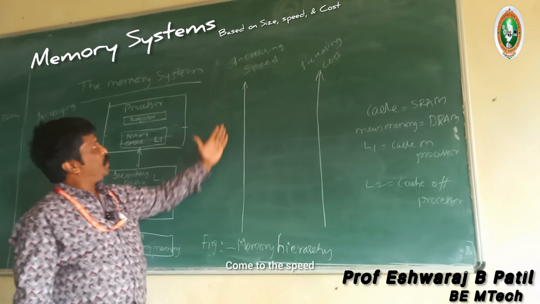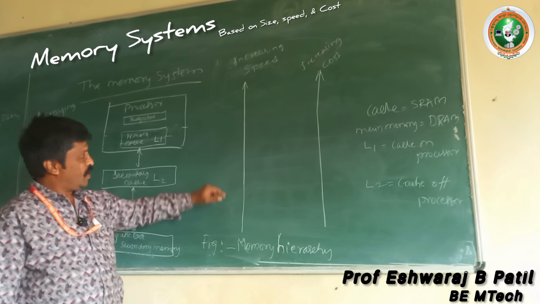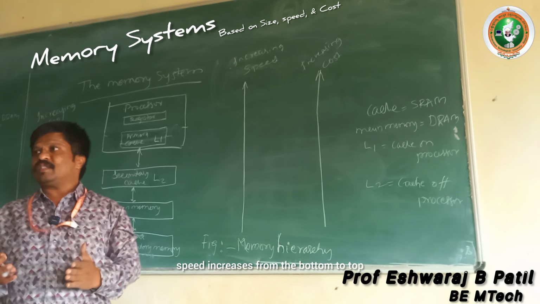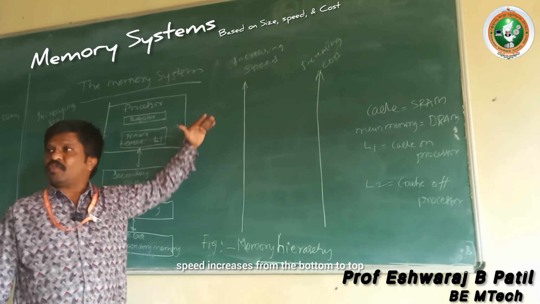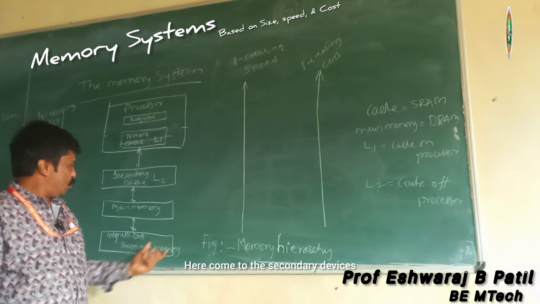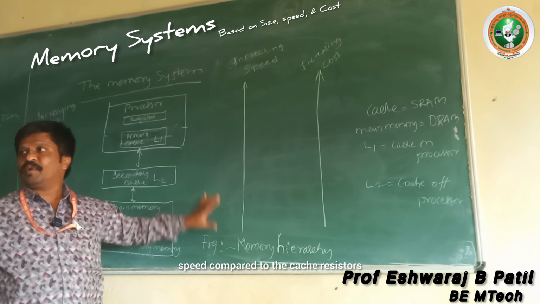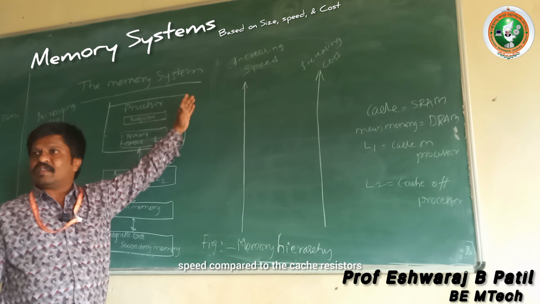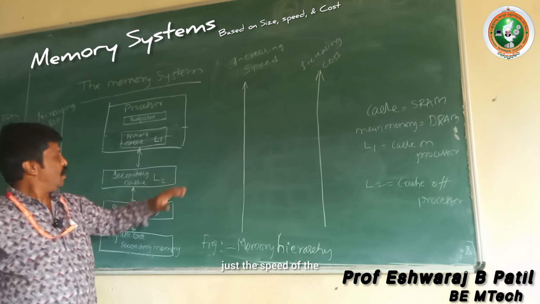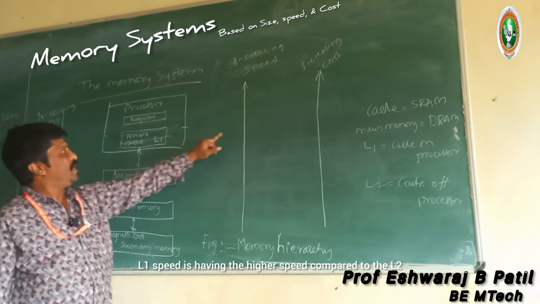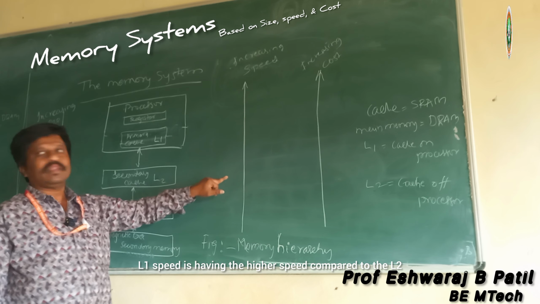Coming to the speed, the speed increases from the bottom to top. Coming to the secondary devices, the magnetic disk has the lowest speed compared to the cache and registers, which have higher speed. Coming to L1, it has higher speed compared to L2.